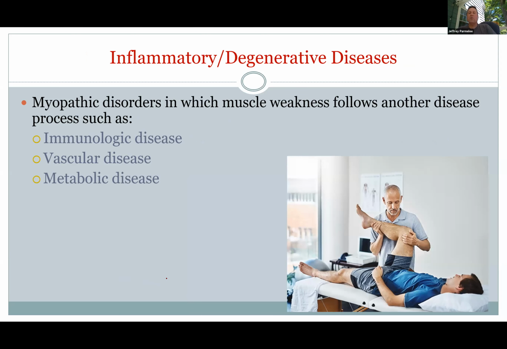All right, inflammatory degenerative diseases. Yes, so you could have muscle inflammation and weakness because you have a vascular disease, atherosclerosis to a particular area, or some autoimmune kind of thing, or metabolic disease. You need calcium, various things like that for muscles to work properly. So there are other possible causes of these muscle issues.